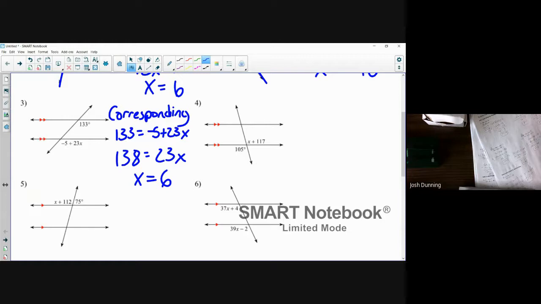Now 4, here we go through a vertex, we go through an intersection. That's a vertical angle. It's called vertical because you go through a vertex, not because it's up and down. So those are equal. Oops. Those are equal, I just said, but I tried to add them. Subtract the 117, and you get negative 12.